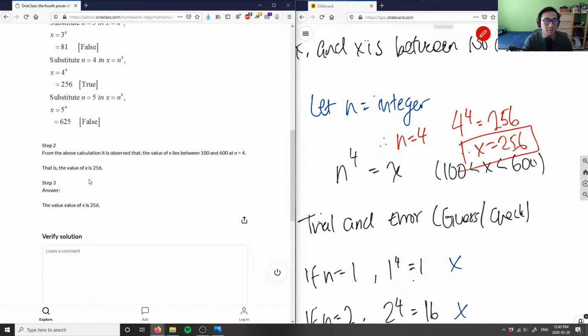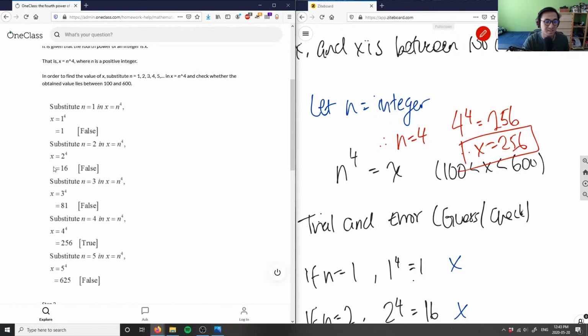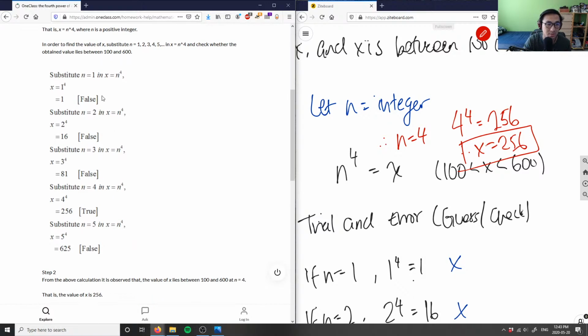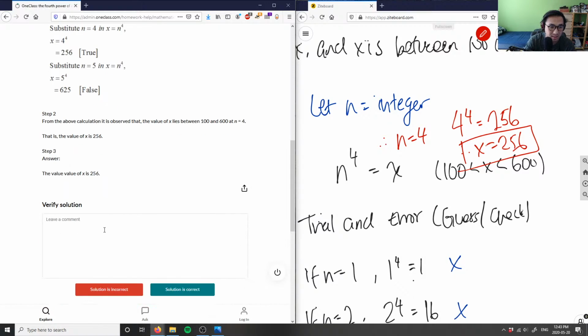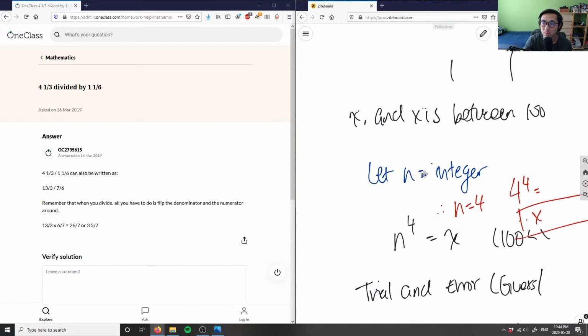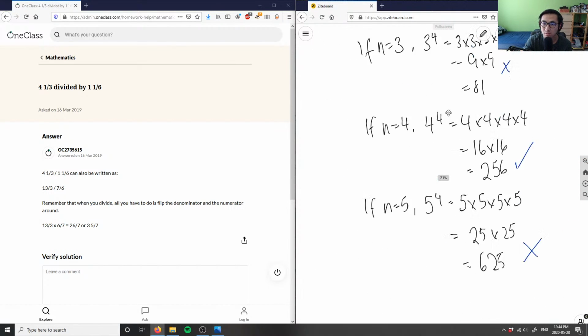So again, the value is 256, and they did exactly the same thing where they guessed and checked, right? So this is false, false, false. 256 is true, and 625 is false. So they realized that n would equal 4, so therefore x would be 256. So the solution is correct. Good analysis. Okay, that's number 6.